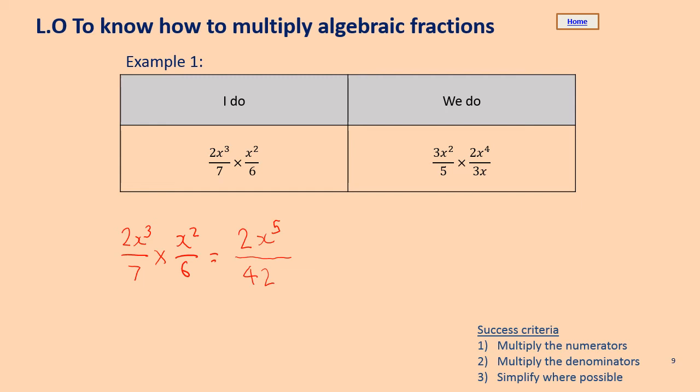Now we can simplify this by taking out 2 as a common factor, so divide both 2 on the top and on the bottom. 2x to the power 5 divided by 2 gives 1x to the power 5, or just x to the power 5. 42 divided by 2 gives 21. So please copy that one down and then try the we do for me as well, please.